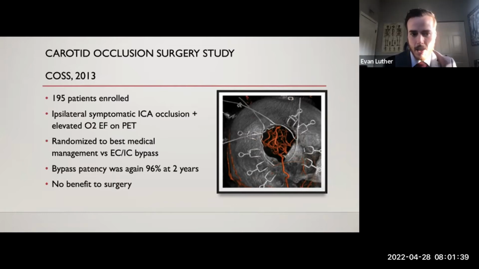And in the follow-up period, again at 2 years, they found that bypass patency was close to 100%, but they really found no benefit to the surgery. So probably what happened is that there was a much lower than expected 2-year stroke rate, at about 22% in the medical arm. And the surgical arm again had a pretty high 30-day stroke risk at about 15%. So the peri-procedural risk of the ECIC bypass for these patients still outweighed the long-term results.